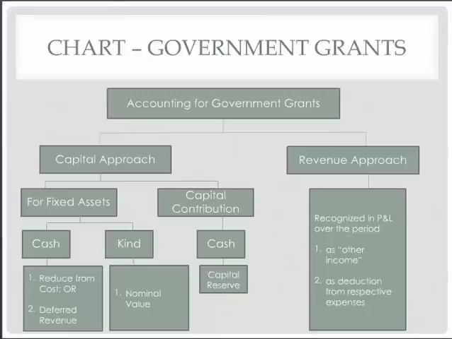Secondly, fixed assets can be received in kind. That means where the grants are approximately equal or almost equal to your total cost. In this case, you should account for fixed assets at nominal value, which is rupee 1. Now, capital grants can also relate to, as we discussed, promoter's contribution or capital contribution or total outlay.